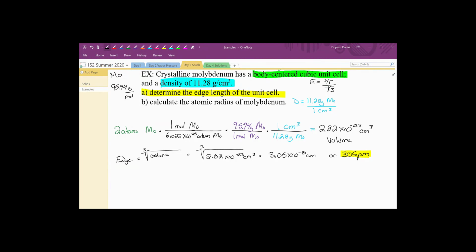For B, right, we got the edge is 4r over the square root of 3, or the edge times the square root of 3 over 4 is the radius. So that's 305 picometers times the square root of 3 divided by 4. I get 132.